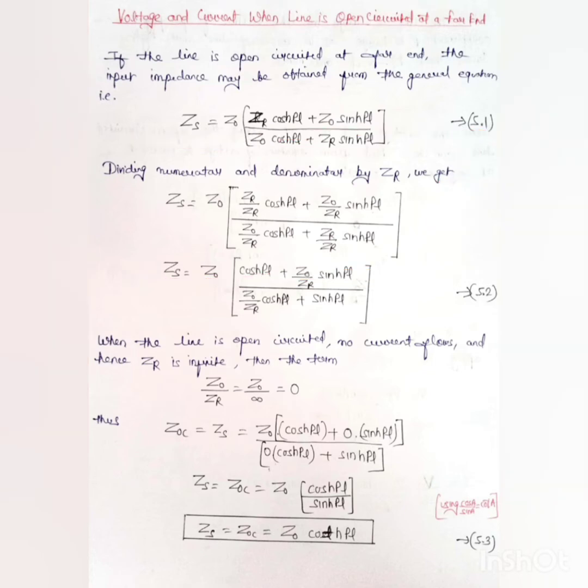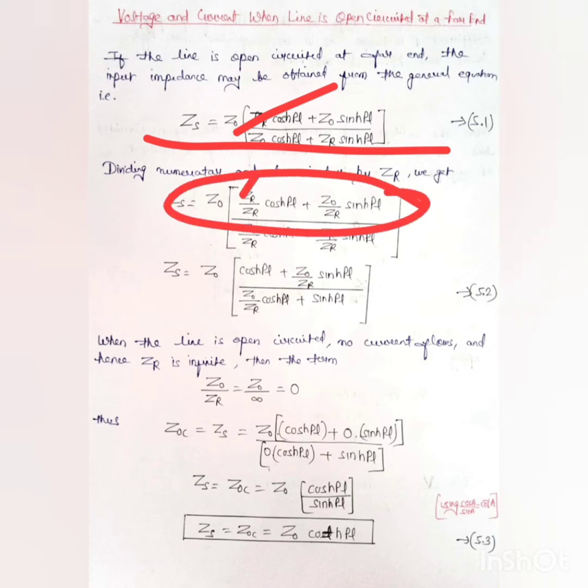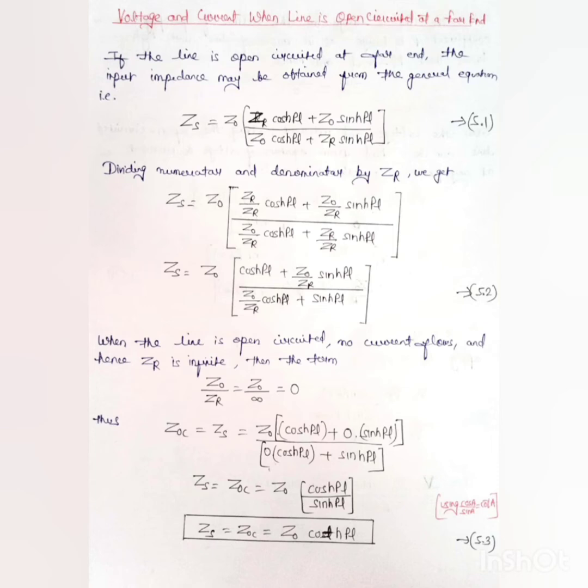As we know the input impedance formula of a transmission line, which is Z of s equals Z naught, Zr cos hyperbolic pl plus Z naught sine hyperbolic pl upon Z naught cos hyperbolic pl plus Zr sine hyperbolic pl. When we divide numerator and denominator by Zr, we get this equation, and this Zr cancels out and we get Z0 upon Zr.